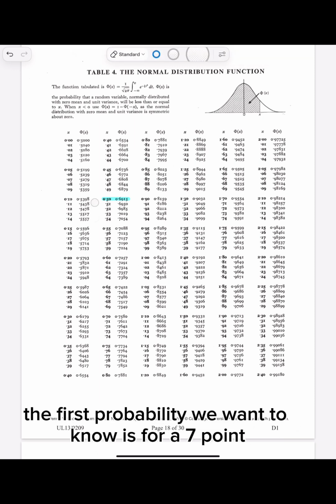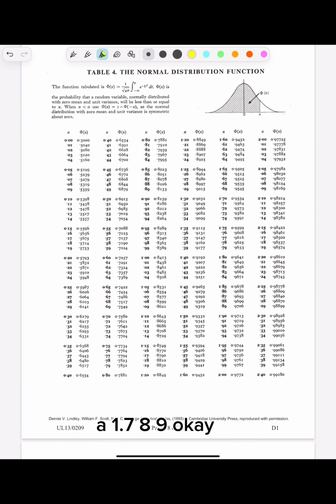The first probability we want to know is for 1.789. Okay, 1.7, where is it?